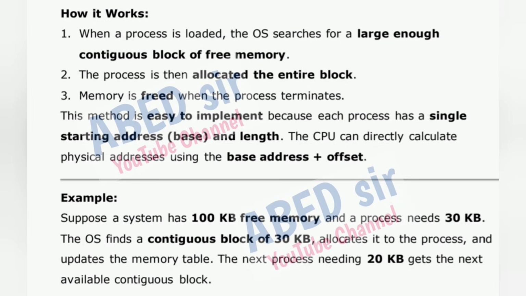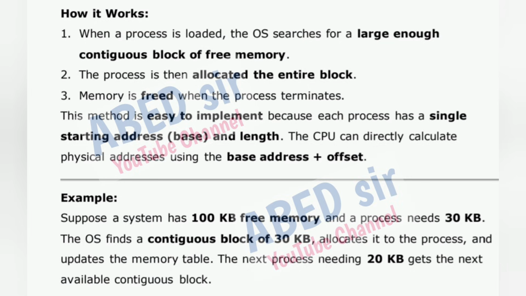How it works. 1. When a process is loaded, the OS searches for a large enough contiguous block of free memory. 2. The process is then allocated the entire block. 3. Memory is freed when the process terminates. This method is easy to implement because each process has a single starting address, base, and length. The CPU can directly calculate physical addresses using the base address plus offset.